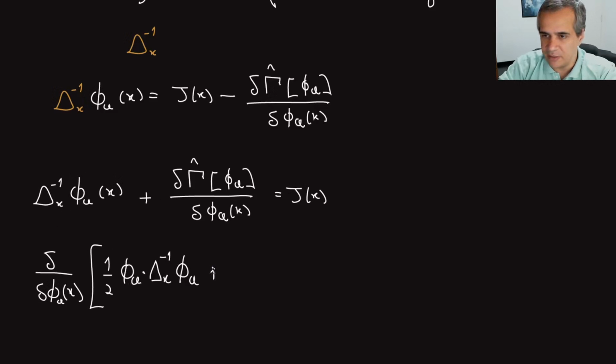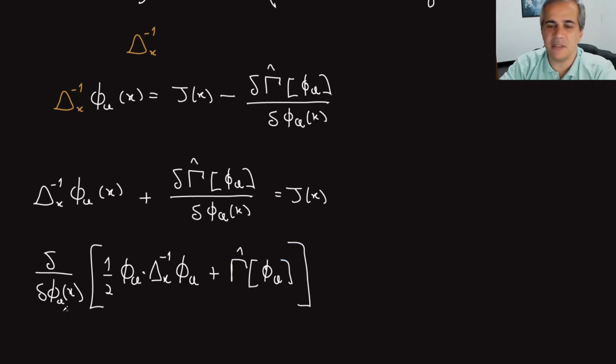And now this is the same derivative, so I can write this in this way. So all I'm saying here is that when I apply these derivatives here, I go back there, and I lose the factor half. And this is equal to j of x.